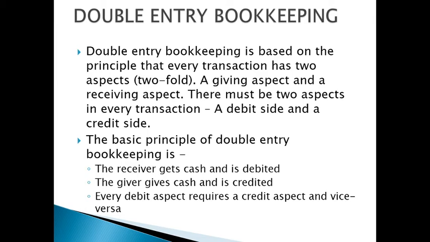Again, double entry bookkeeping. As for the examination, there may be a question on double entry bookkeeping. Every transaction has two aspects, a debit aspect and a credit aspect, a giving aspect and a receiving aspect. When cash is received, we debit cash. When cash is given, we credit cash.